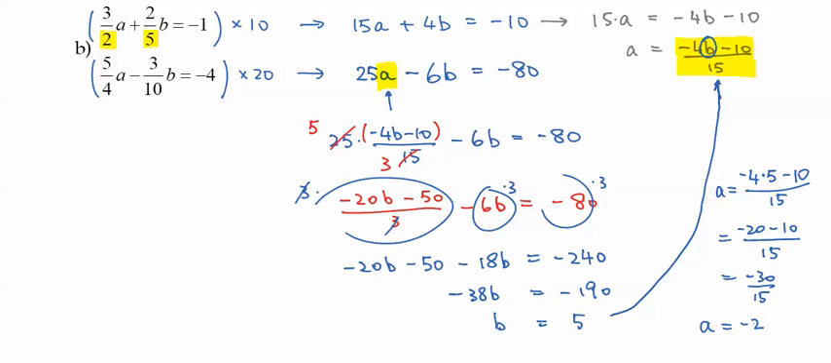You can always check your solution by putting these numbers back into the question itself. If I'm to use negative 2 for a and positive 5 for b, if I'm to put it here and there, I would expect to get negative 1 for the first equation. If I'm to put those numbers into the second equation, I would expect to get negative 4. This is how I can check my solution if I'm to solve it algebraically.